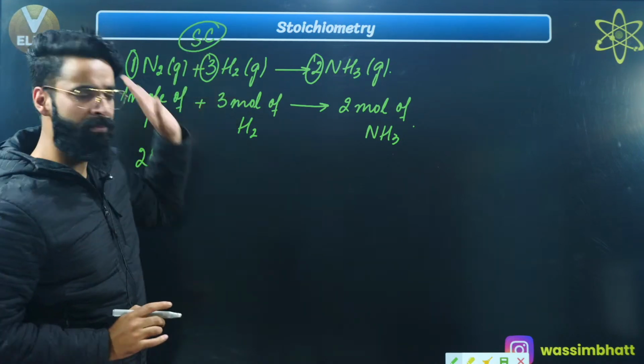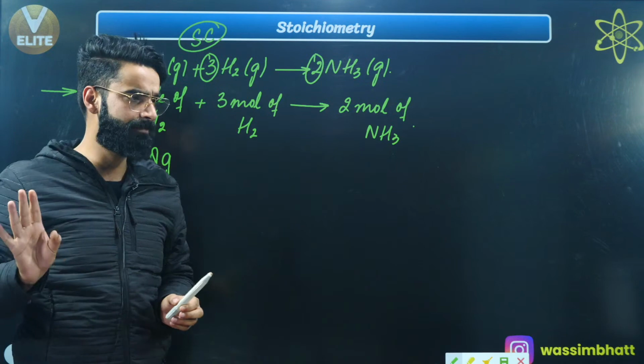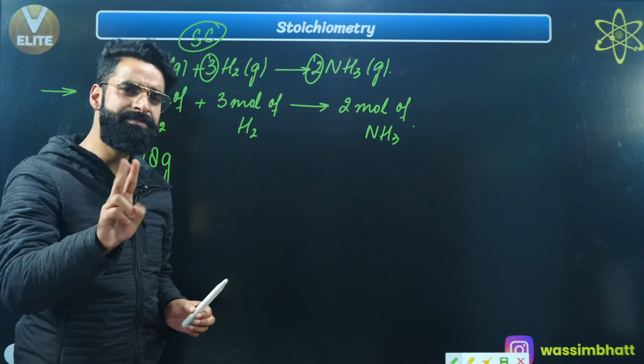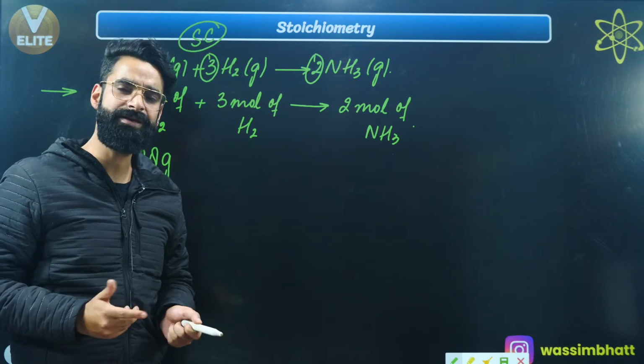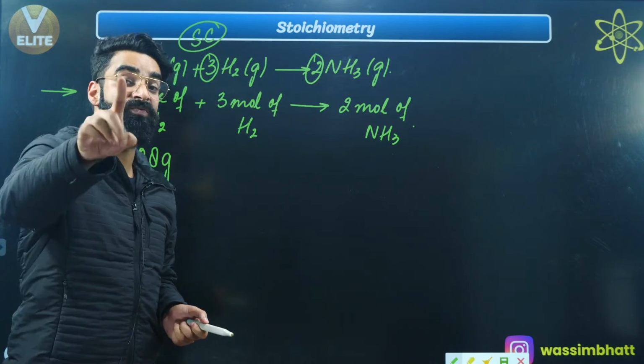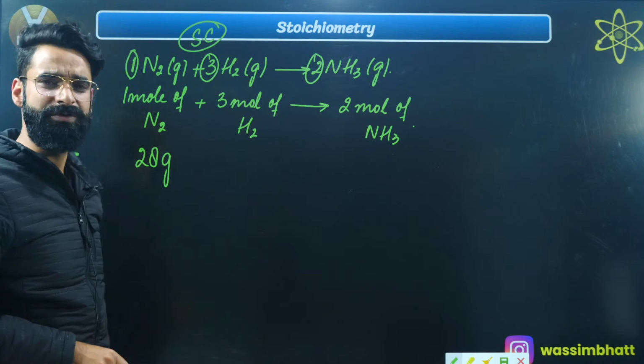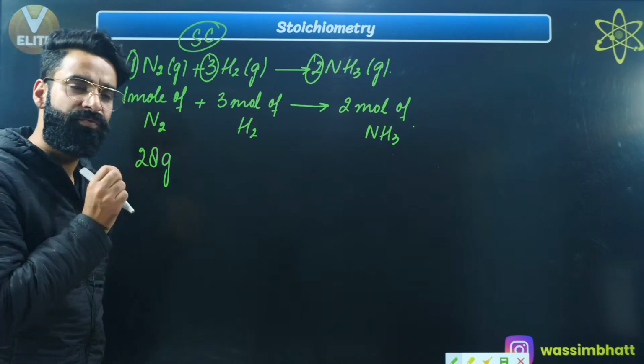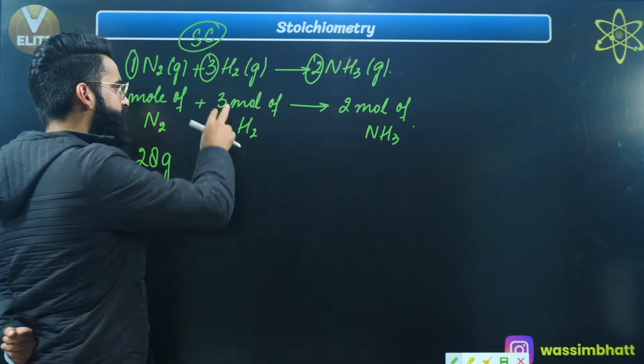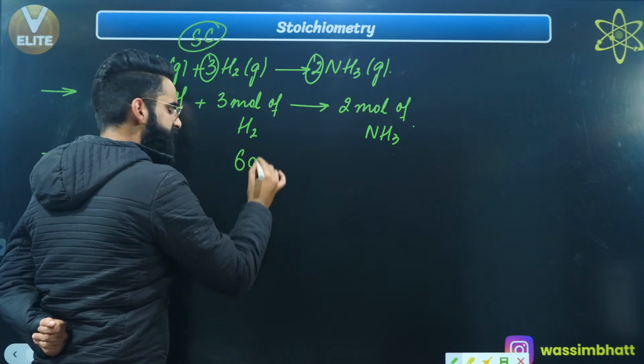If I ask you what is the molar mass of H2, you'll say 2 grams, right? 2 grams is the molar mass of H2. Or I can say 2 grams is the mass of 1 mole of H2. But do I have 1 mole of H2 or 3 moles? I have 3 moles of H2. If the mass of 1 mole of H2 is 2 grams, the mass of 3 moles of H2 is simply going to be 6 grams.